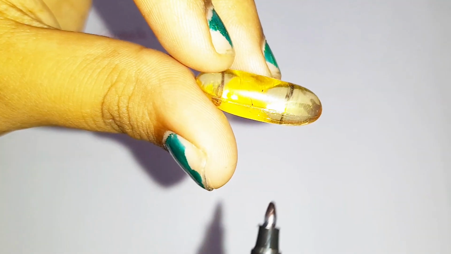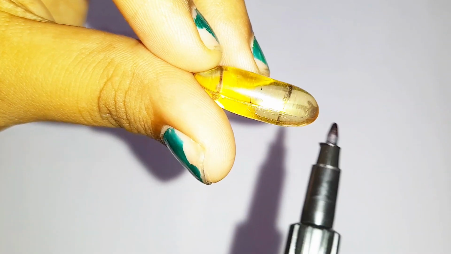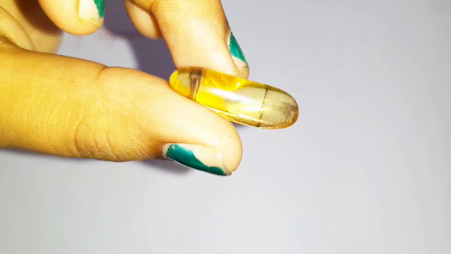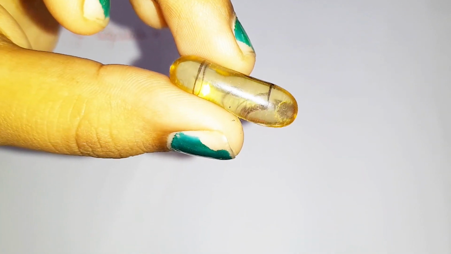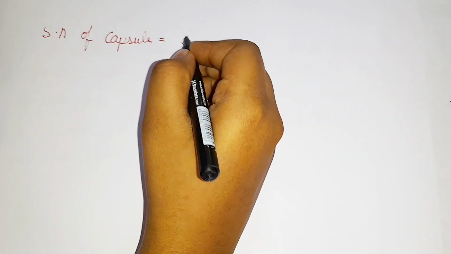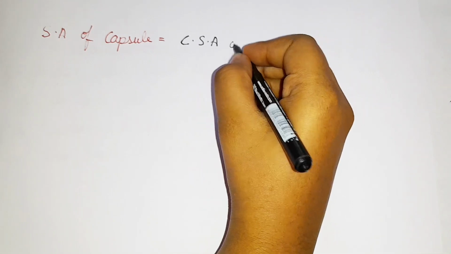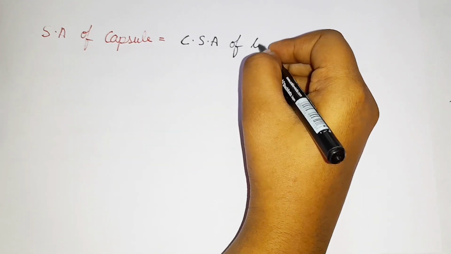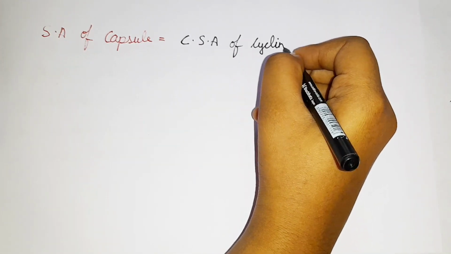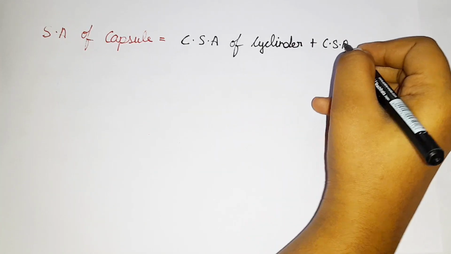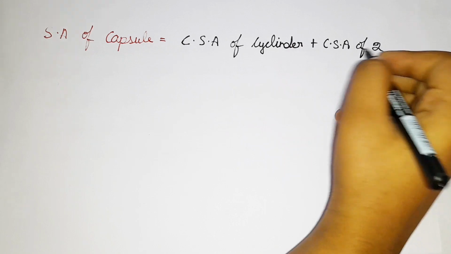We have only one cylinder, so we can write the curved surface area of the cylinder and the curved surface area of 2 hemispheres. Okay, so we have 2 hemispheres at the edges, so I am going to be using the curved surface area of 2 hemispheres. So, curved surface area of cylinder plus curved surface area of 2 hemispheres.